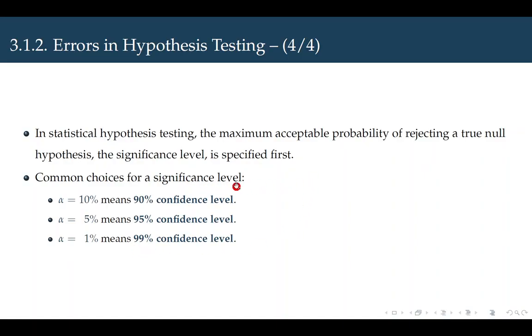So the level of significance, or this significance level, is the probability of committing type 1 error, or the probability of rejecting a true null hypothesis. But confidence level is the probability of not rejecting a true null hypothesis, that is 1 minus alpha. So this significance level and confidence level are just complementary, because the confidence level is 1 minus the significance level, or the significance level is 1 minus the confidence level. So usually we need to specify this level of significance in statistical hypothesis testing.